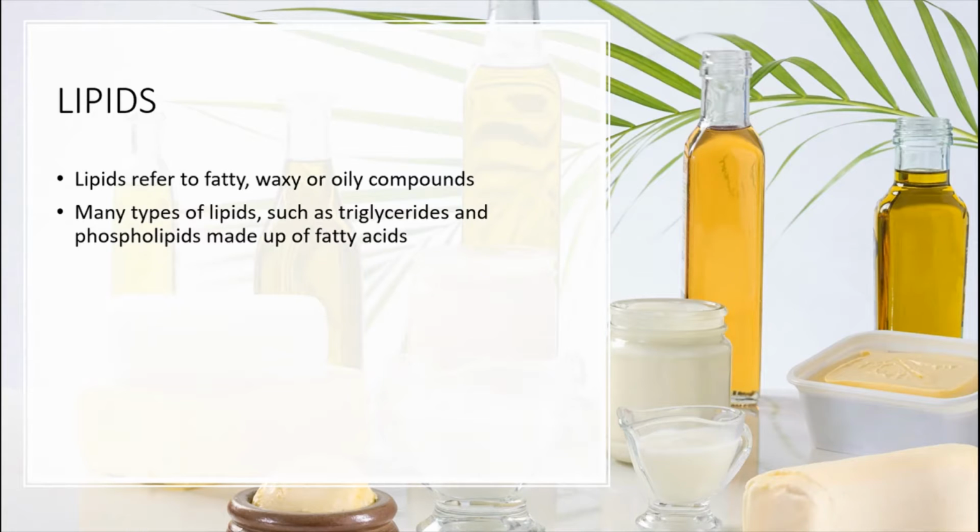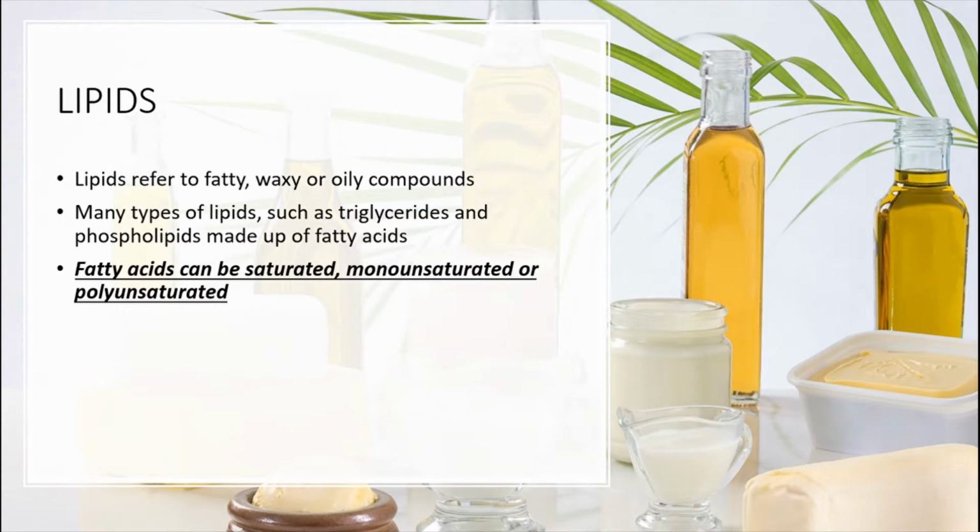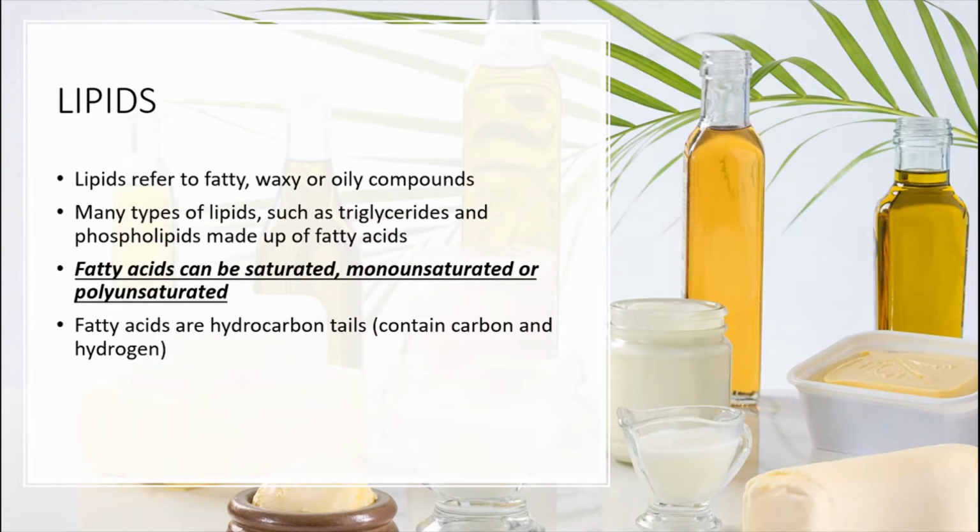So triglycerides refer to compounds where we have a glycerol head, so that's where that glyceride part comes from, and then the tri means that we have 3 fatty acids. So triglycerides are a glycerol head and 3 fatty acid tails or chains, and then phospholipids are a modified triglyceride. Instead of having 3 fatty acid tails, they have 2 fatty acid tails, and instead of a glycerol head, they have a phosphate head. So fatty acids can be saturated, monounsaturated, or polyunsaturated.